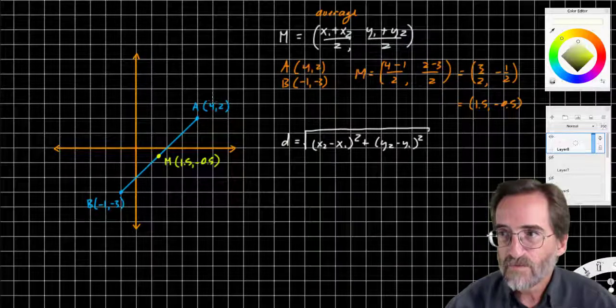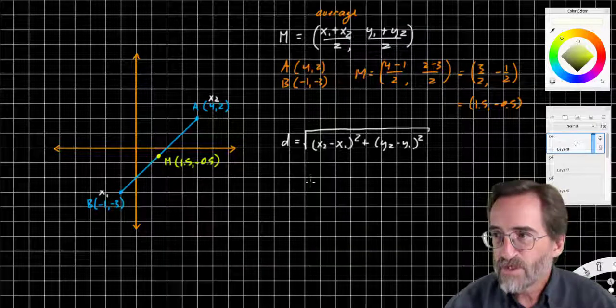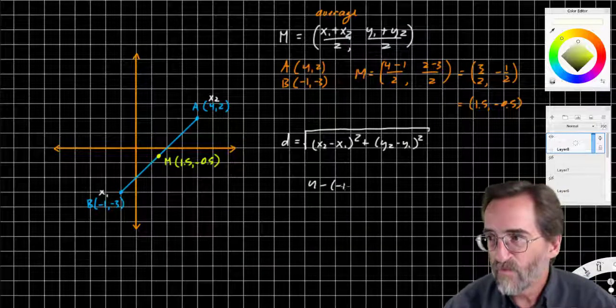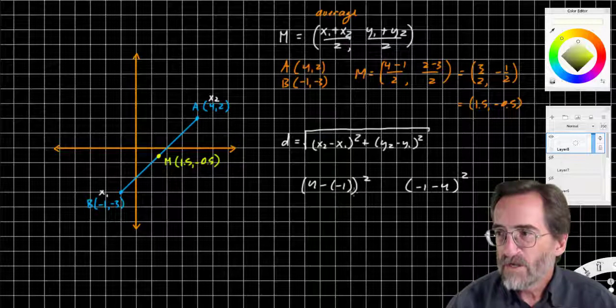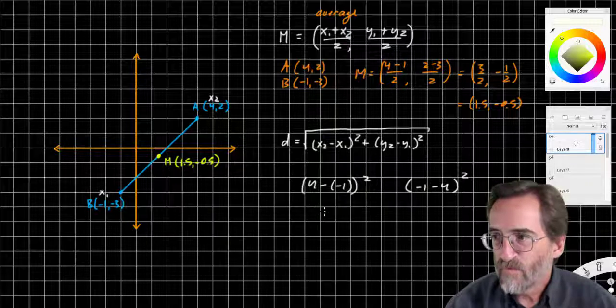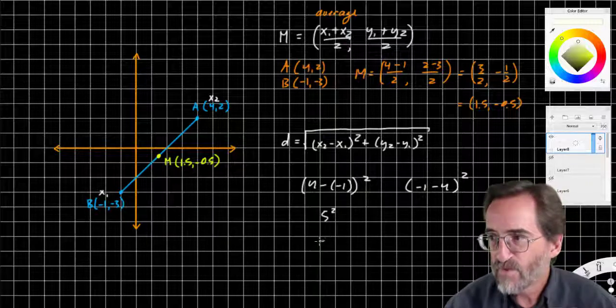I'm going to call this x2 and this x1. So I'm going to say 4 minus -1, and then I'm going to square it. I want to show you that order doesn't matter, because if I did -1 minus 4, I get the same answer. 4 minus -1 is 4 plus 1, which is 5. 5 squared is 25. -1 minus 4 is -5.